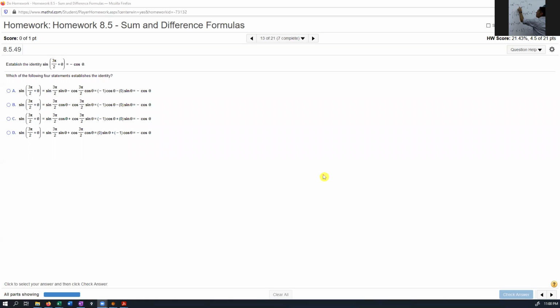Okay, going to try and finish this up. We've got proving an identity. I want to show that this is equal to this. All right, so we'll use just the sum formula that we've learned this section.